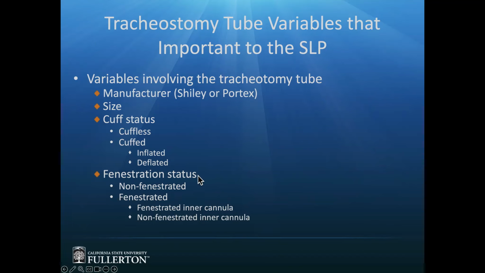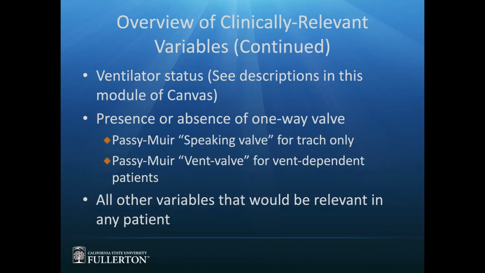And the final variable would be the fenestration status. Now, I haven't mentioned this fenestration yet, but I'm going to show you a picture in just a minute. In order to promote speech, mostly using a speaking valve, a little extra hole can be added to the tube. It has to be a new tube, but it has a fenestration in it that allows for additional air to pass up through the tube so that the person can speak if they couldn't speak with a regular, non-fenestrated tube.